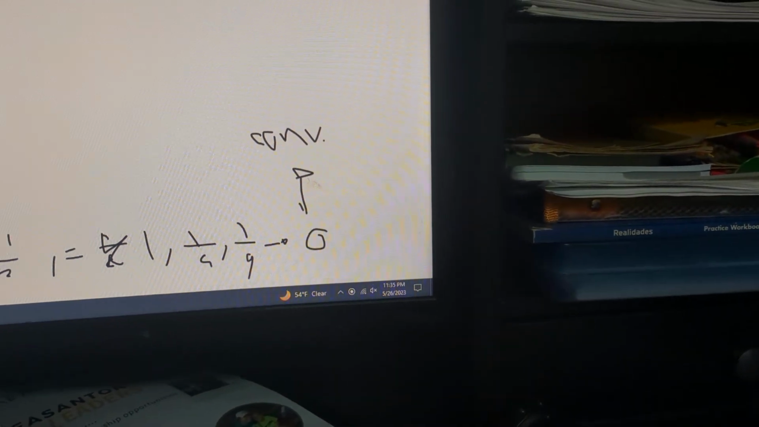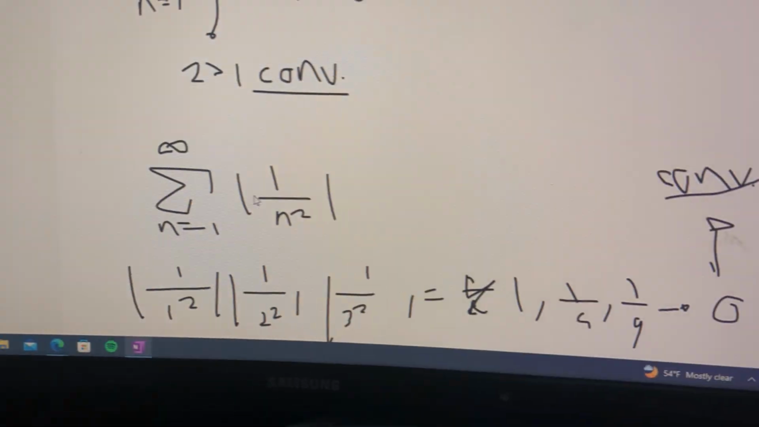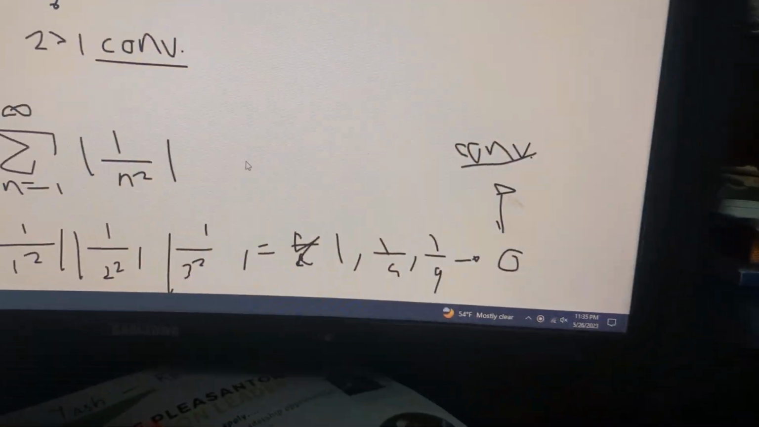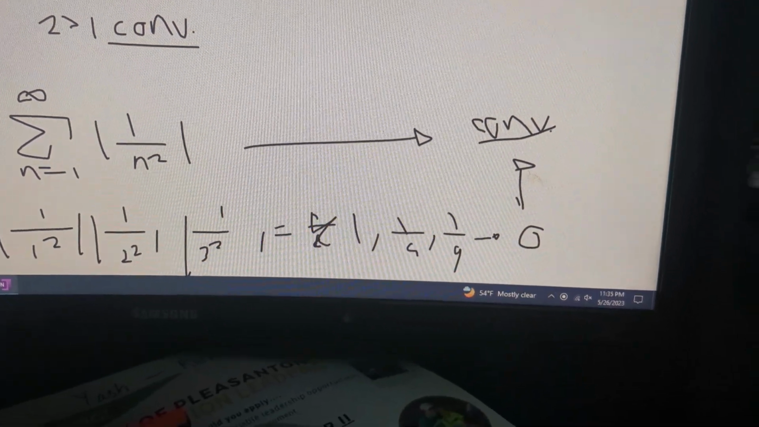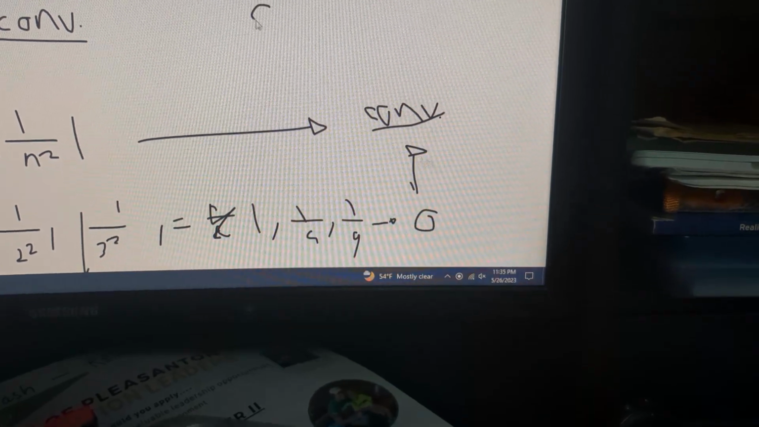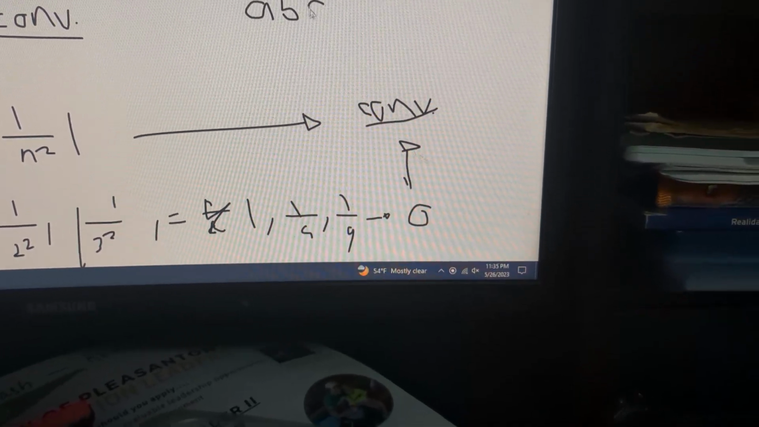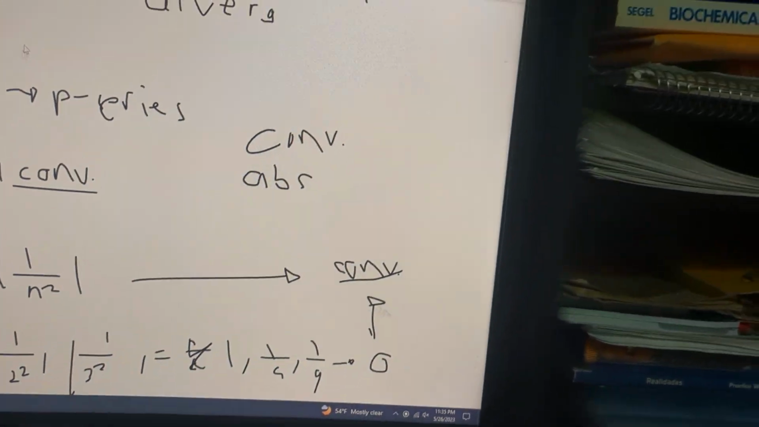And we also know that 1 over n squared by itself, this series converges. We know that now the absolute value of 1 over n squared is converging. So therefore, this converges absolutely. I'm not going to say the whole thing. That's going to take too long. But you get the idea.